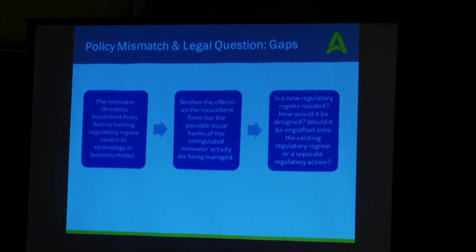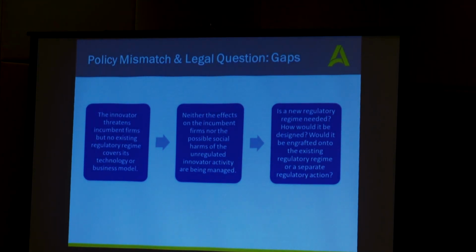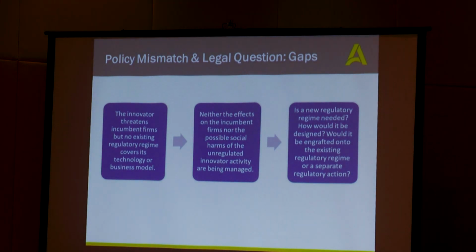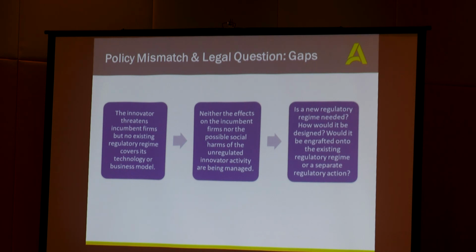And on the gap, the innovator threatens the incumbent firm but the existing regulatory regime does not cover its technology or business model. This will bring up how the current platforms use data analytics to do marketing, and neither the effect on the incumbent firm nor the possible social harms of the unregulated innovator activity are being managed. The question we need to ask is: is a new regulatory regime needed? How would it be designed, and would it be grafted onto the existing regulatory regime or be a separate regulatory action?